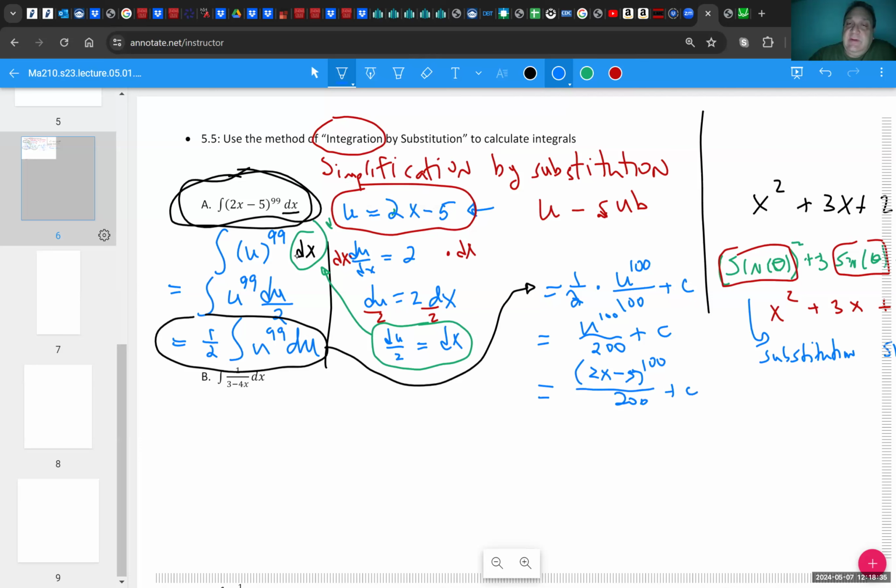And that, my friends, is the answer to this problem, using substitution to first simplify the integral and then integrate it using our formulas that we know. So this is the integration by substitution technique, which I typically call simplification by substitution.